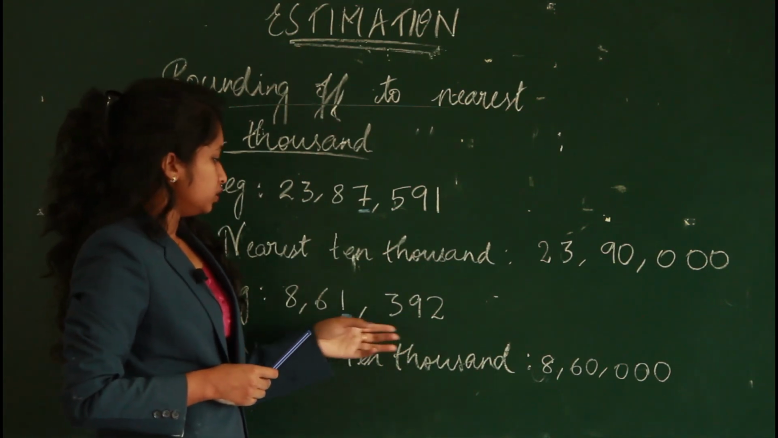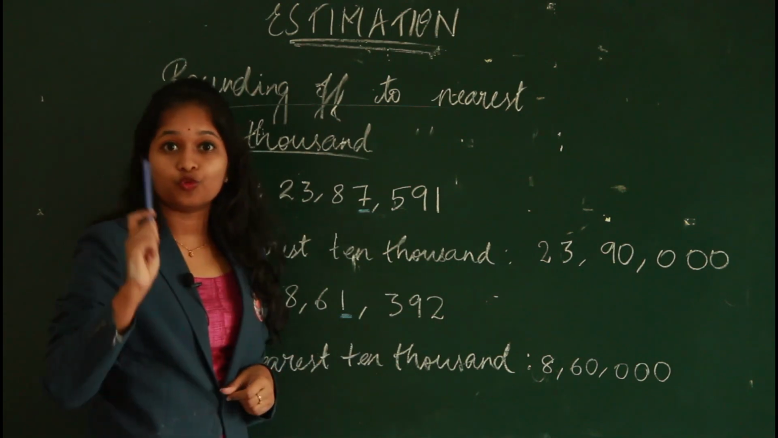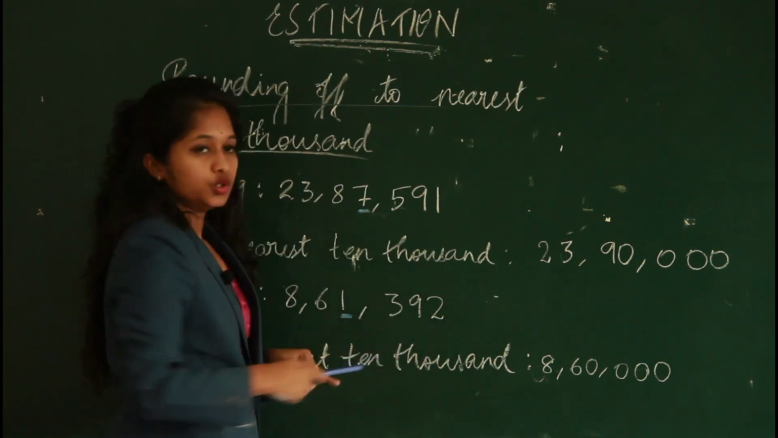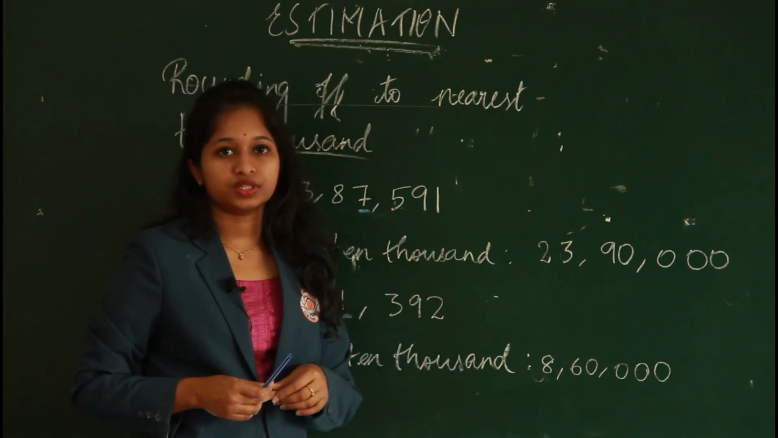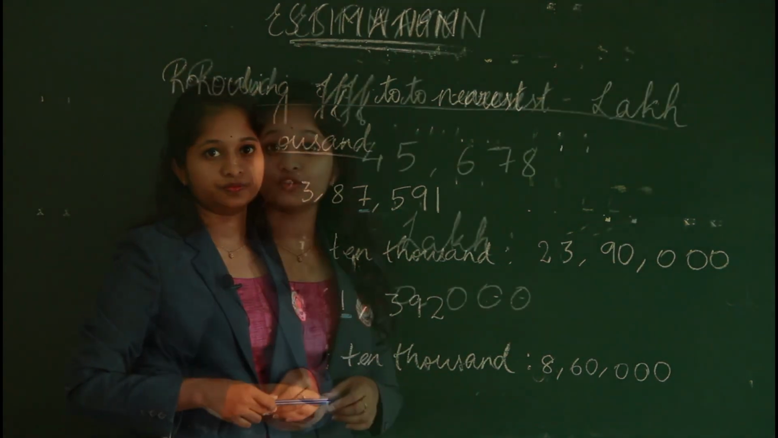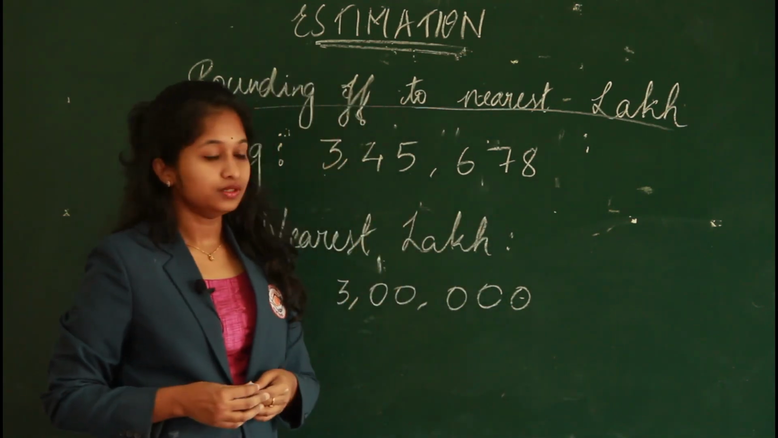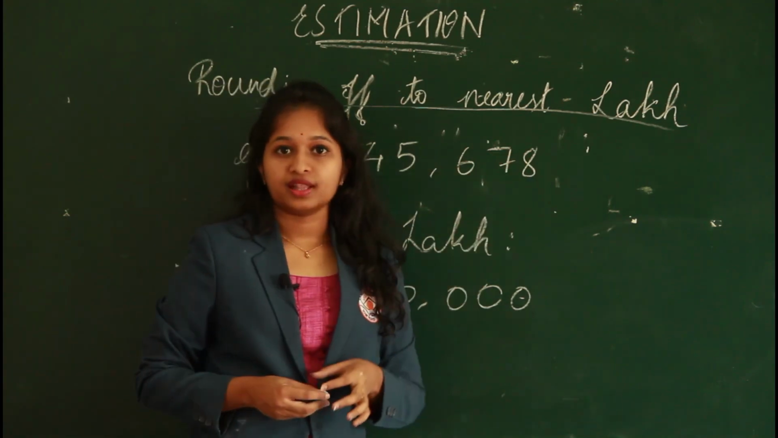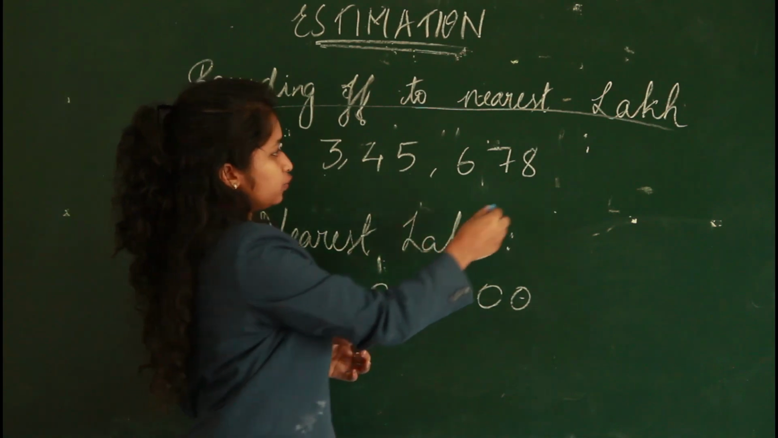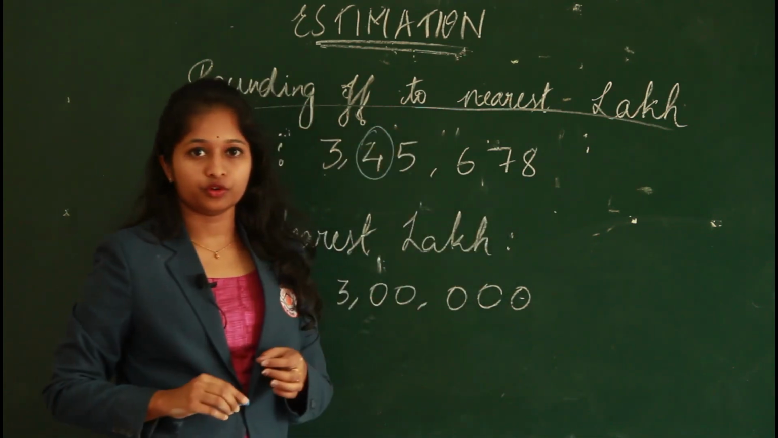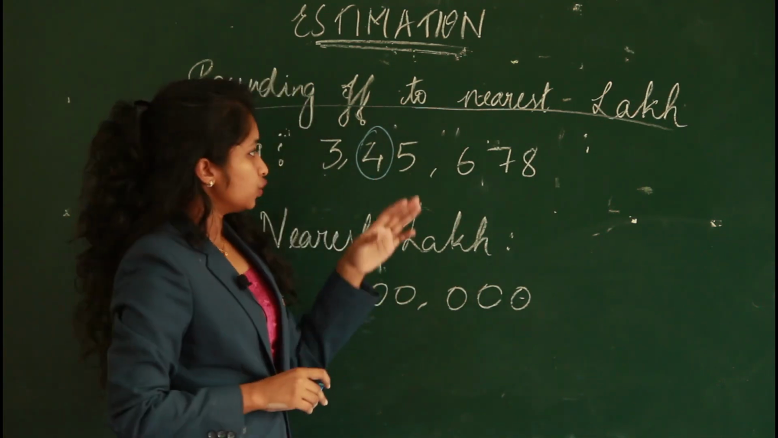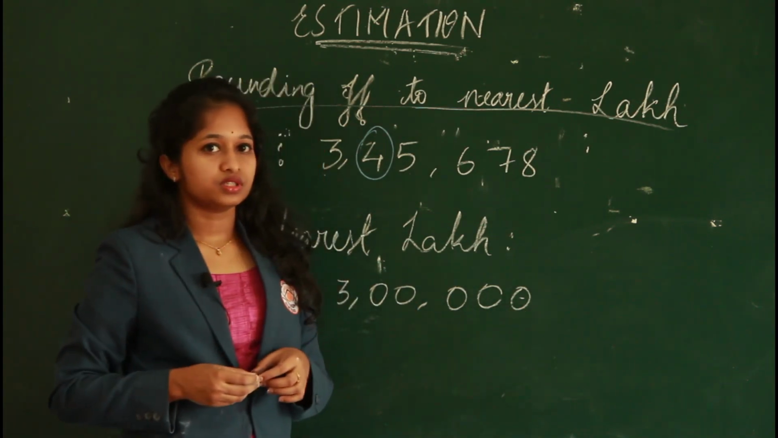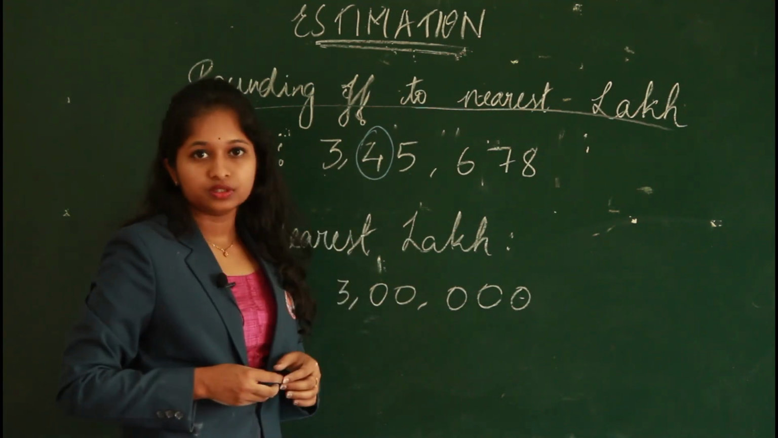And next example, 8,61,392. Here look into the thousands digit. It is 1. 1 is less than 5. Yes. So the 10,000 digit will be same and rest will differ. So we get 8,60,000 as the nearest 10,000 for this number. How to round off to nearest lakh? Yes. I have an example. It is 3,45,678. To round off to nearest lakh, look into the 10,000s place. Here which is 10,000s place? It is this, right? 4. 4 is less than 5. So we need not change the digit which is in the lakhs place. So 3 remains same and rest all the numbers will become 0. So the nearest lakh to this number is 3 lakh.